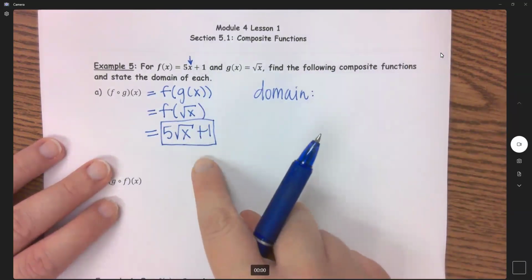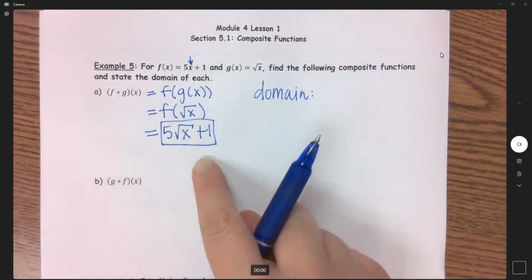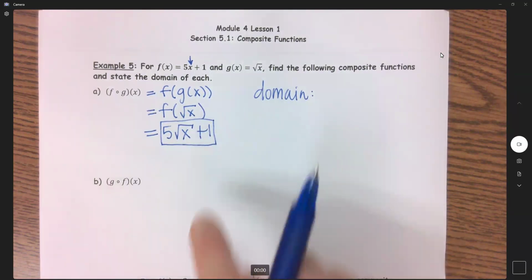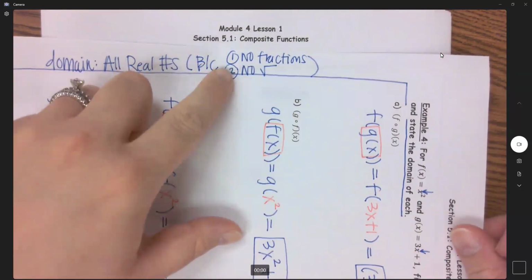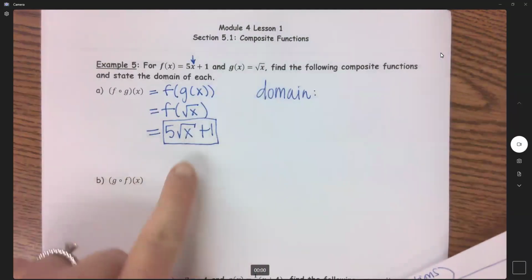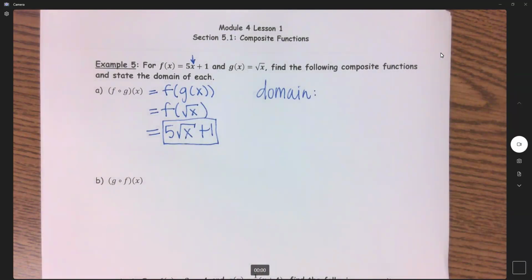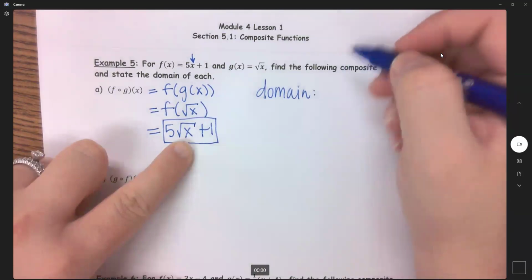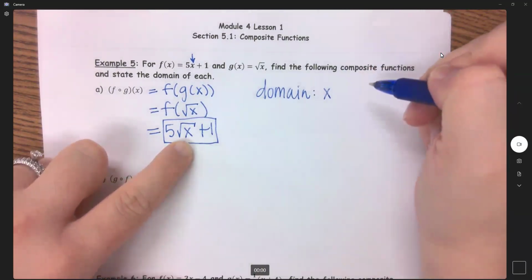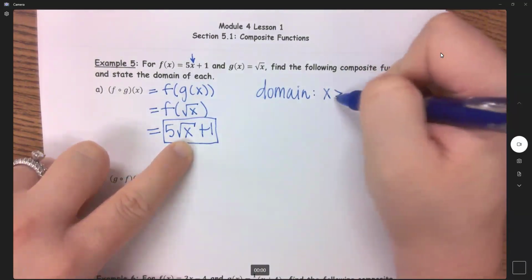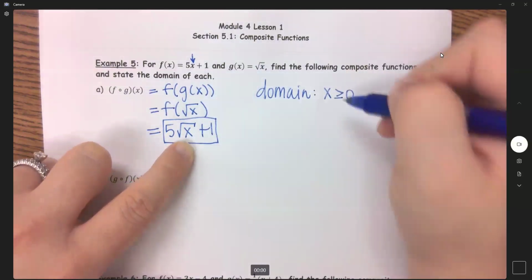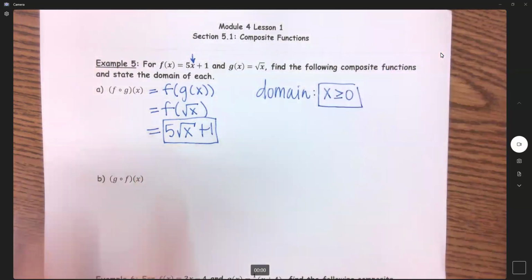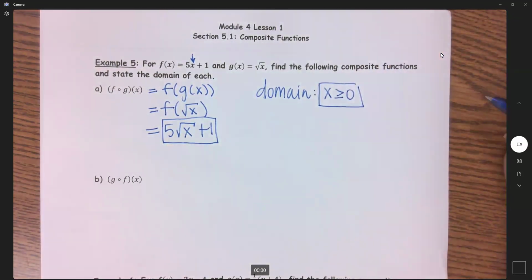And let's find that domain. Is my domain all real numbers this time? Well, we get all real numbers when I have no fractions and no square roots. But this time, I do have a square root, so I do have a restriction on my domain. So I take what's under the radical, x, and set it to be greater than or equal to 0. Well, because it's just x, this is the domain. Domain is x must be greater than or equal to 0.